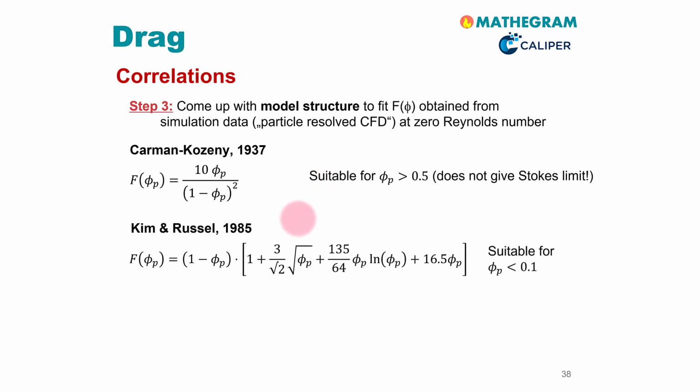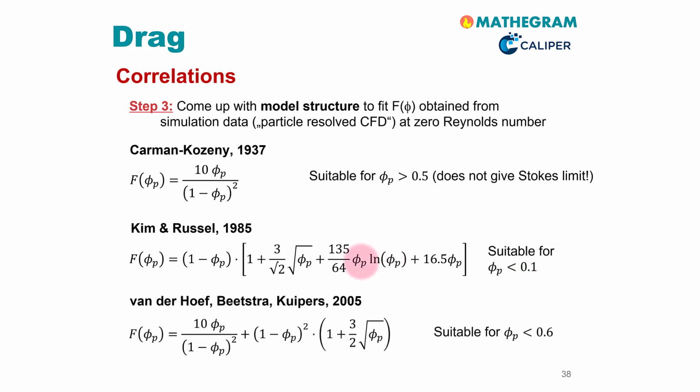The next evolution stage was to think of the limit in case of low particle volume fractions, and here the correlation of Kim and Russell is important. You see that this suggested correction for the superficial velocity was here not taken into account, but we will see that this early correlation agrees surprisingly well for the range of phi p 0 to 0.1 with currently used correlations.